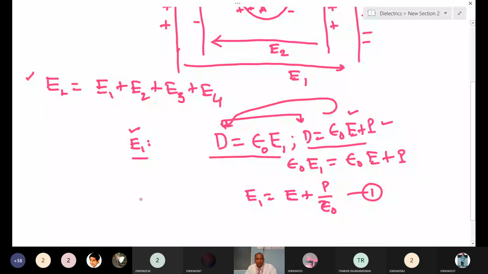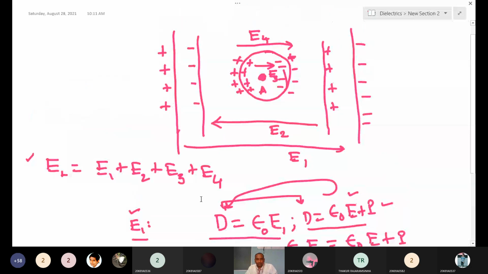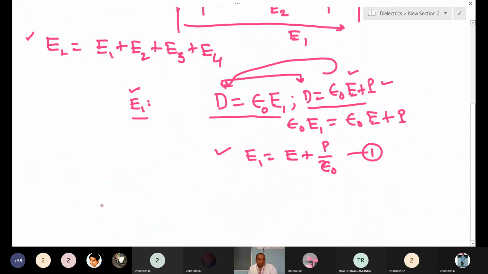Okay, now the second one, next E2. E2 is due to charges induced on the plane surface of the atom. Generally, for a capacitor, the electric field is given by E equal to sigma by epsilon naught. This is the general electric field for a plane capacitor. So here you can replace this sigma with the polarization vector.